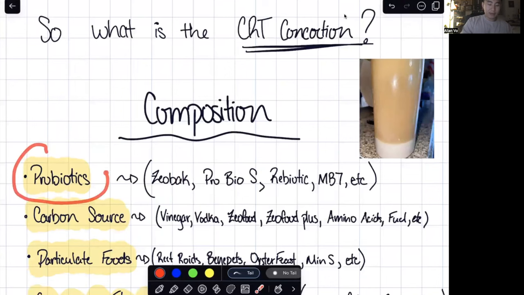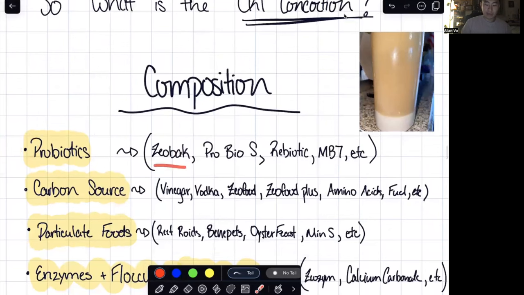So this really relies on the probiotics. The probiotics are the backbone behind this concoction. And I've used Zeobac, ProBioS, Rebiotic, Microbacter 7. Those seem to give me good results. One, anecdotally, I have tried some of the Dr. Tim's products, and they did not give me as good, perhaps maybe even negative results. I experienced some random RTN when I included the Dr. Tim's EcoBalance in the mixture. So just a fair warning, I'm not sure if it was due to my error or something at that moment in time.